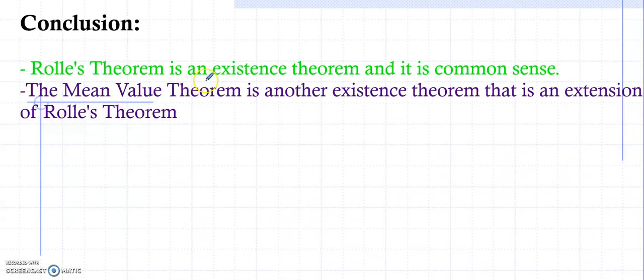Again, Rolle's theorem is an existence theorem. It's common sense. The mean value theorem is another existence theorem. It's a more general version of Rolle's theorem, also common sense.